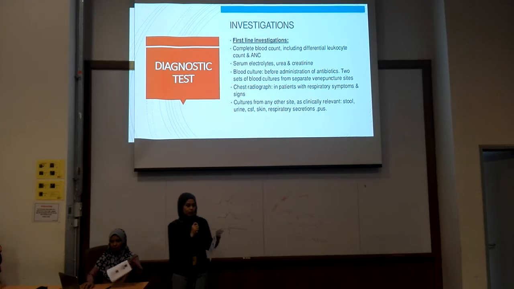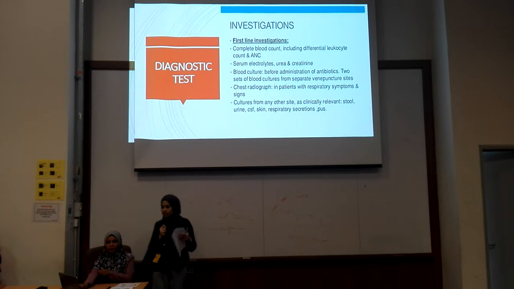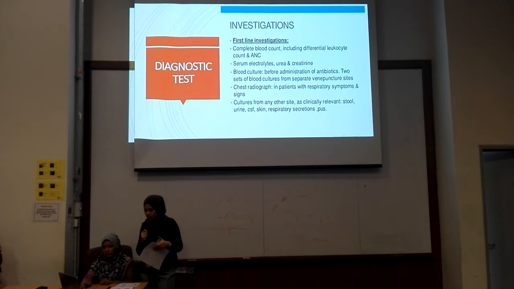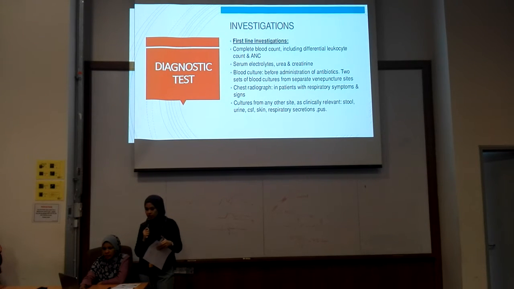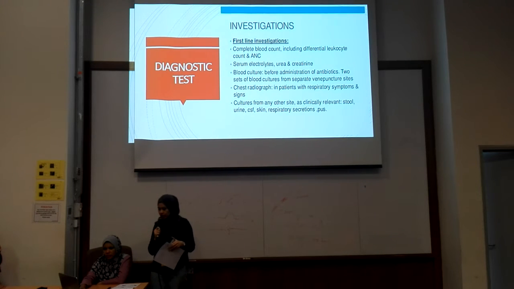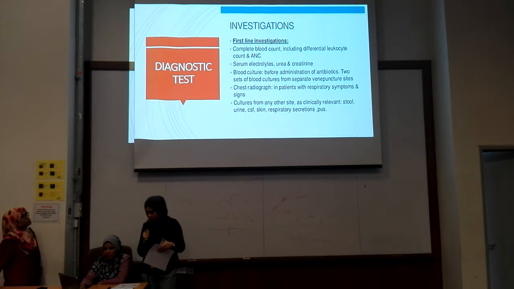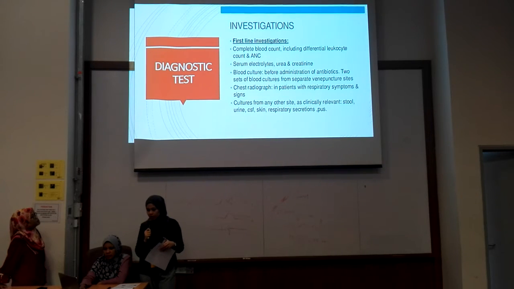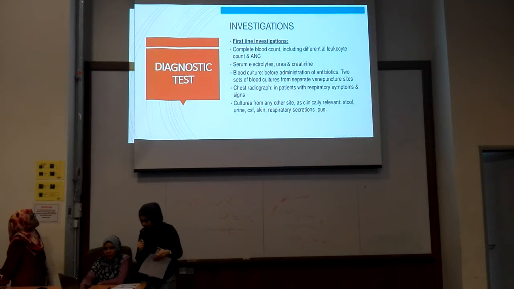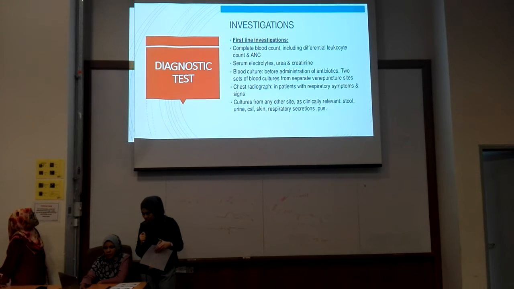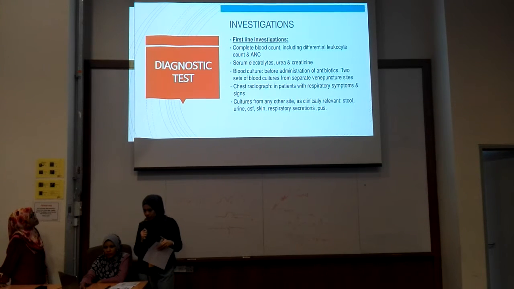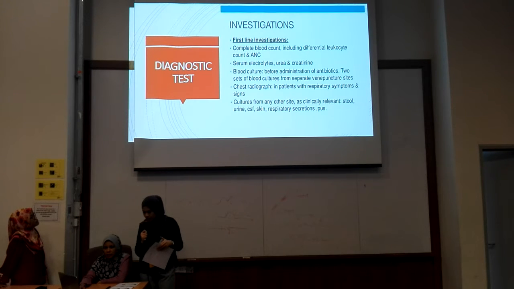Okay, now we go to the diagnostic test. First line investigation, complete blood count including differential leukocyte count and ANC. Second, serum electrolytes, urea and creatinine. Third, blood culture before administration of antibiotics. Two sets of blood cultures from separate venipuncture site. Fourth, chest radiograph in patient with respiratory symptoms and signs. Finally, cultures from any other site as the clinical relevance: stool, urine, CSF, skin, respiratory secretion and pus.